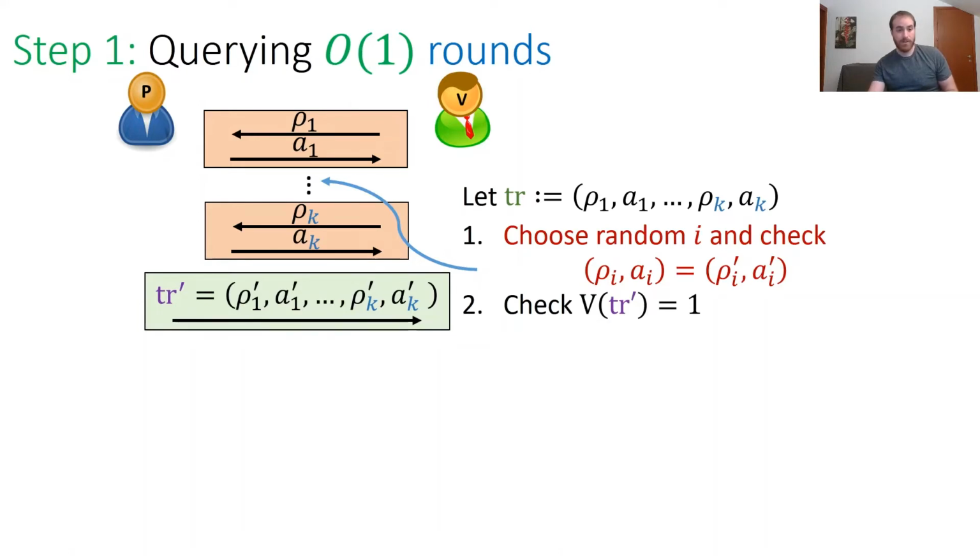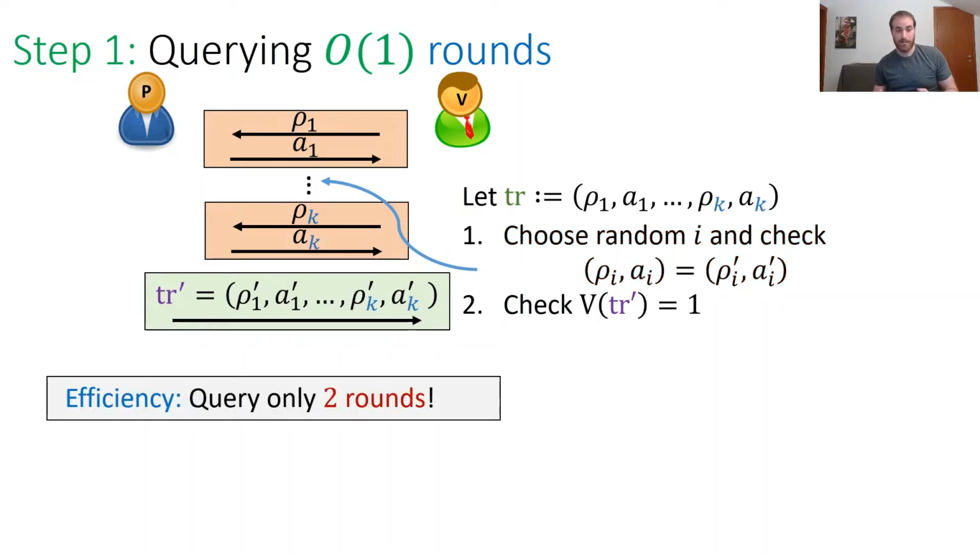Okay, great. So let's analyze this protocol. First of all, notice the verifier is reading only 2 rounds, it's querying just 2 rounds from the entire protocol. So we're doing great. We wanted to read a constant number of rounds. This is what we're achieving so far. Completeness is straightforward. If everyone acts honestly, there's no reason why this should fail. So let's take a look at soundness.